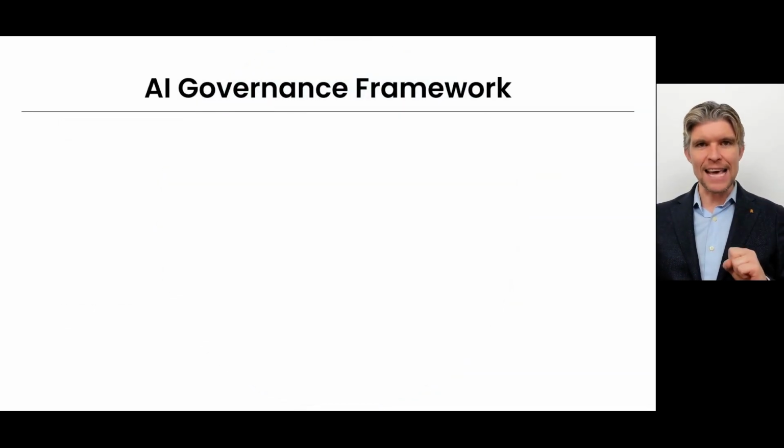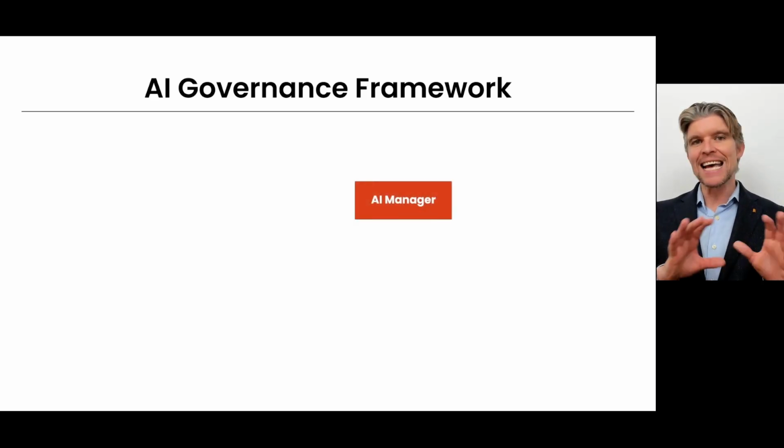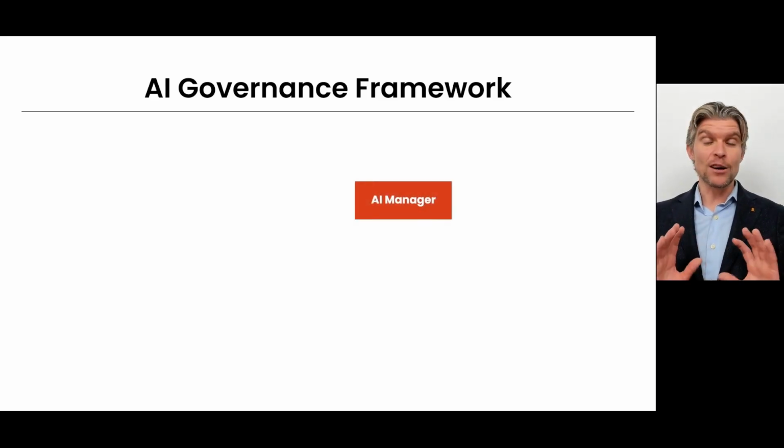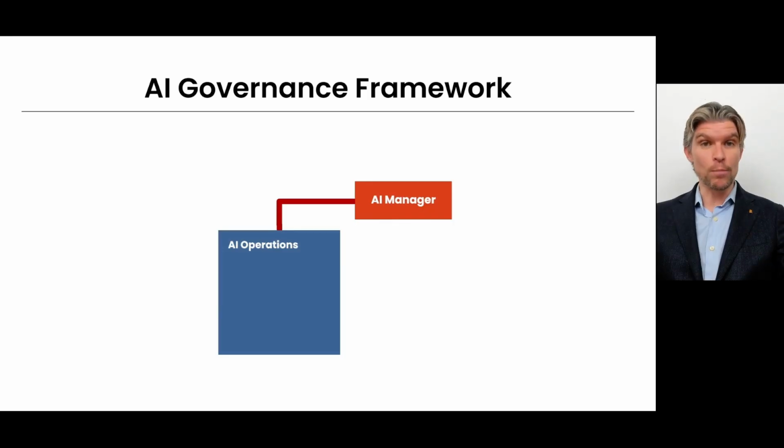Now, let's look at the AI governance framework. And this is basically going to be an org chart where I am going to be placing different AI roles. I'm going to place the AI manager. The AI manager is the one who is basically going to be leading the AI project. He reports to someone. We're going to see who that is later. And he's going to be head of generally AI operations. He's not head of everything, however.